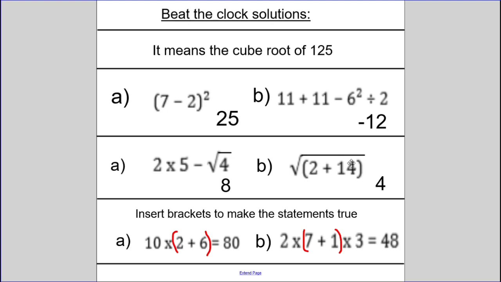For the next question, we need to simplify inside the square root. Then the answer will give us 4. Finally, the brackets look as follows. You've got 2 add 6, which is 8. 8 times 10, which is 80. Next question, 7 add 1 is 8. 8 times 2 is 16. And 16 times 3 is equal to 48. So you should have double checked that gives you the answer.